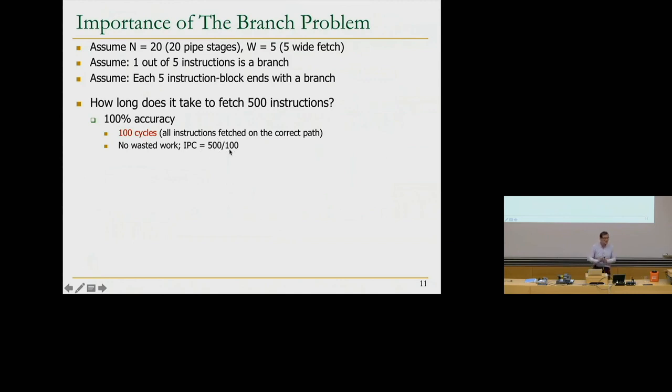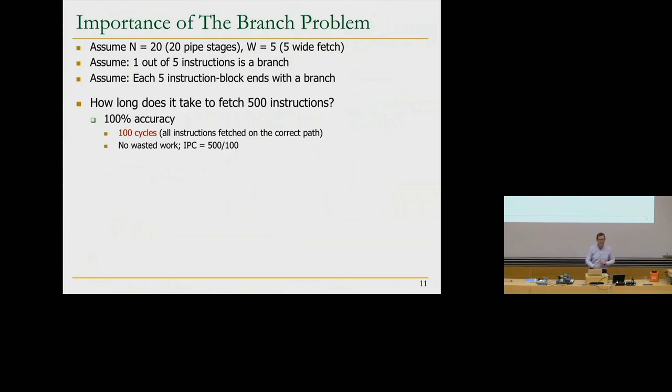So this is great because this is your maximum IPC, right? And also no wasted work because you always fetch right instructions. So of course, I should also say that we're not assuming any data dependencies here. There's no data dependency in this machine or in these 500 instructions that you're fetching.